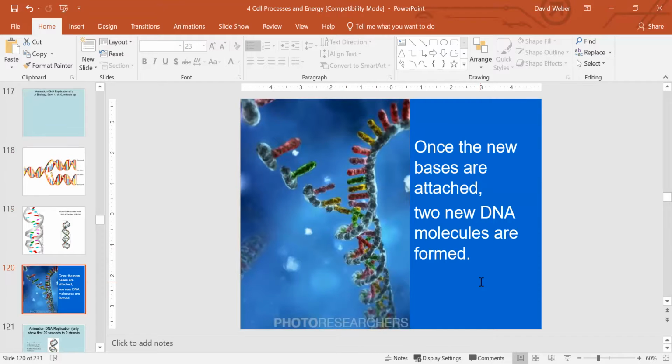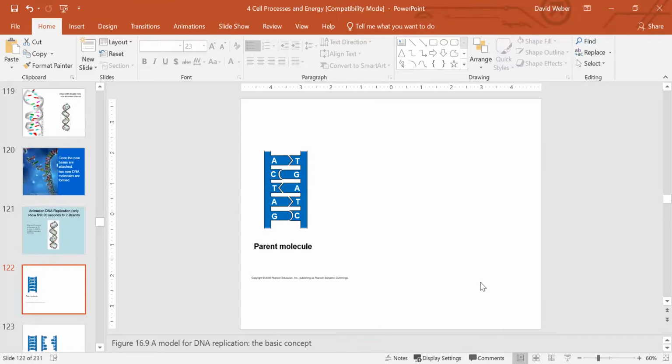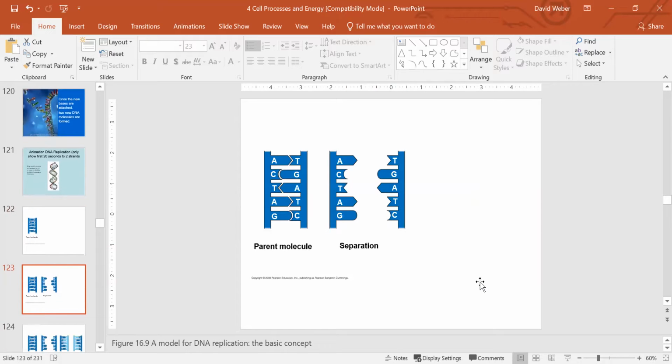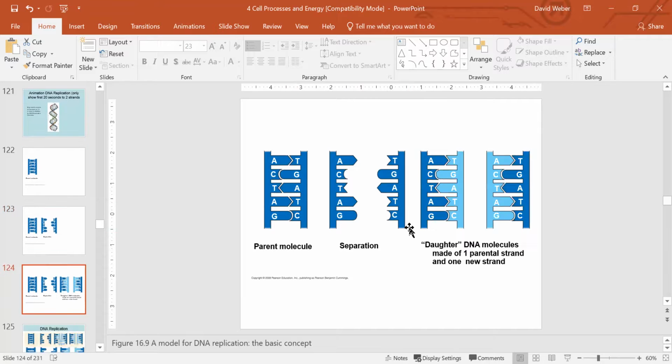This is part of what we're talking about. So you have the parent cell, the separation takes place, and then you have the 2, and then guess what? The daughter cell has that, and then you have 2.